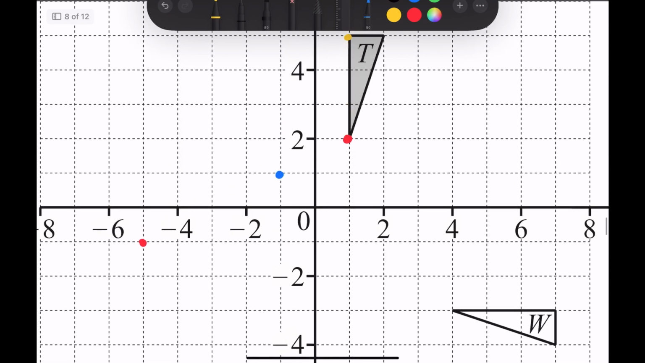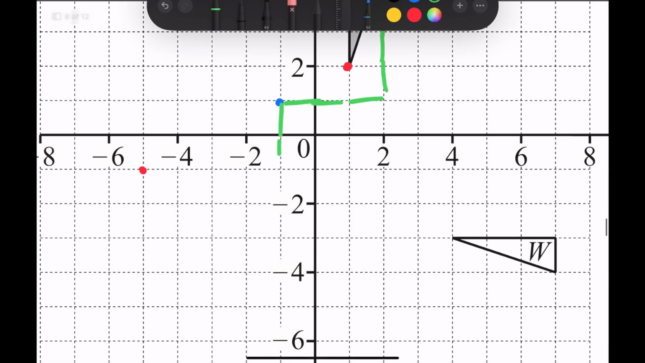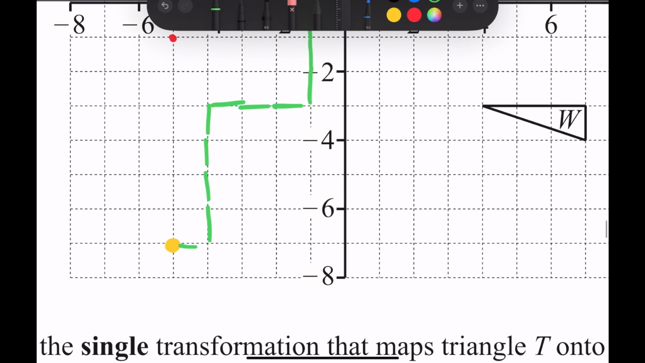Now the third point, which I'll mark as green, the distance between this and the center of enlargement is 1, 2, 3, 4 down, and 3 to the left. Repeating that 2 times, 1, 2, 3, 4 down, 1, 2, 3 to the left, 1, 2, 3, 4 down, 1, 2, 3 to the left. This is the position of the third point.